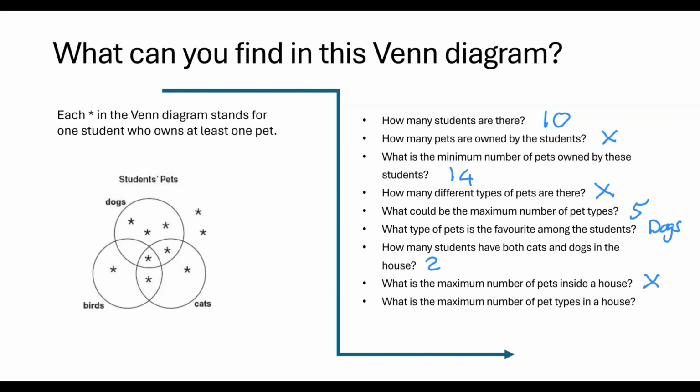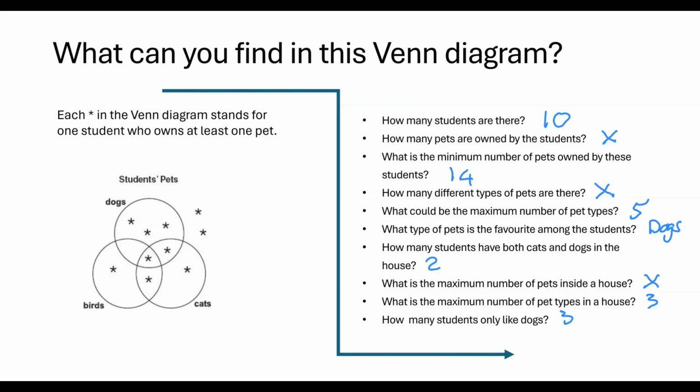Okay, the next question is, what is the maximum number of pet types in a house? Yes, you can answer that. One of the kids actually has all three different pets, dog, bird, and cat, right here. So the maximum number of pet types in a house is going to be three. How many students only like dogs and nothing else, just dogs? So here we can see the three there. So there are three students who only like dogs, three.